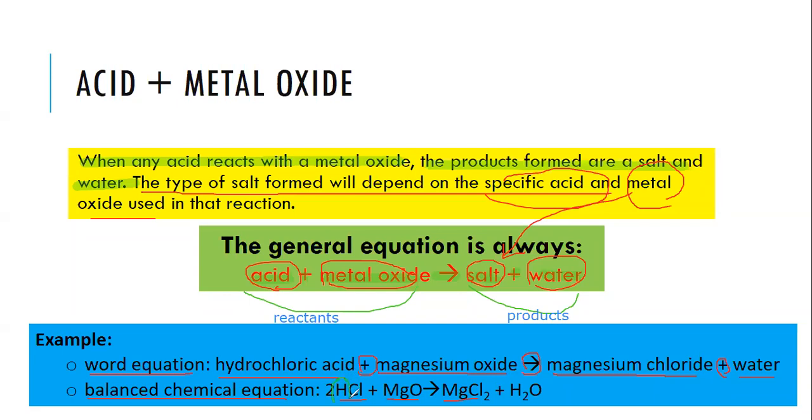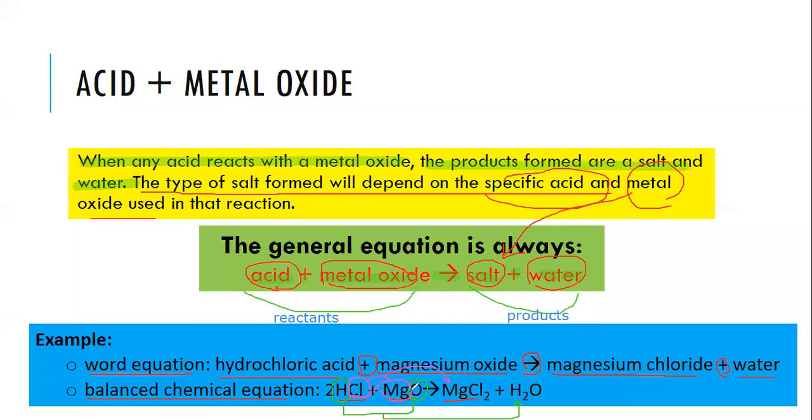H in the acid and O in the magnesium oxide come together to produce water. And what is left that didn't form something? Cl in the acid and Mg in the metal oxide. So not the H, the other element in the acid and the metal in the metal oxide come together. As you can see, Mg and Cl, that's going to produce MgCl.